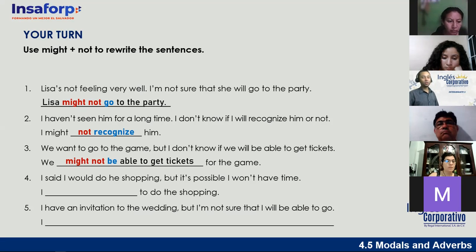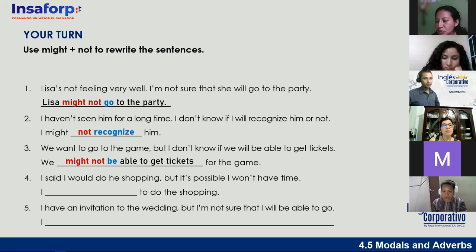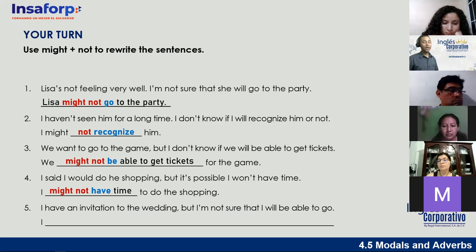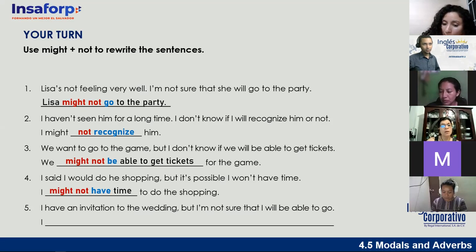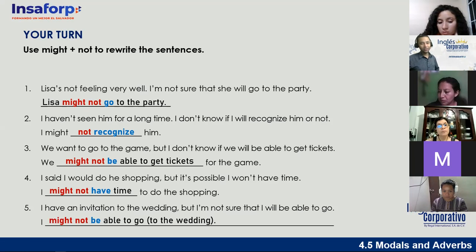I said I will do the shopping, but it's possible I won't have time. I might not have time to do the shopping. Correct. Thank you, Griselda. And Natalie, number five. I have an invitation to the wedding, but I am not sure that I will be able to go. I might not be able to go to the wedding. Okay, that is correct. Thank you, Natalie.